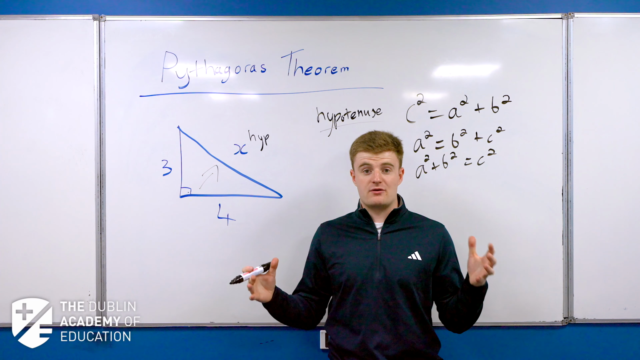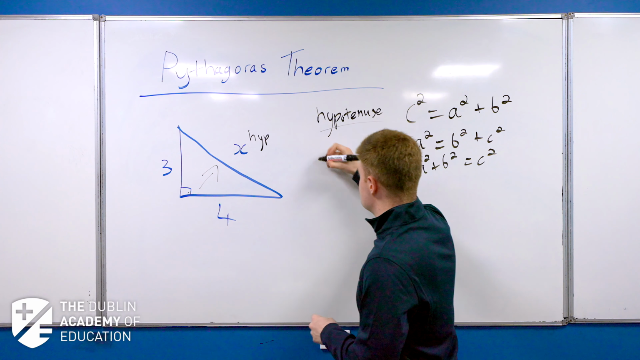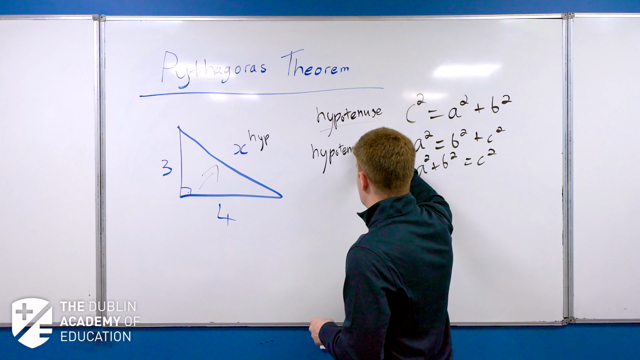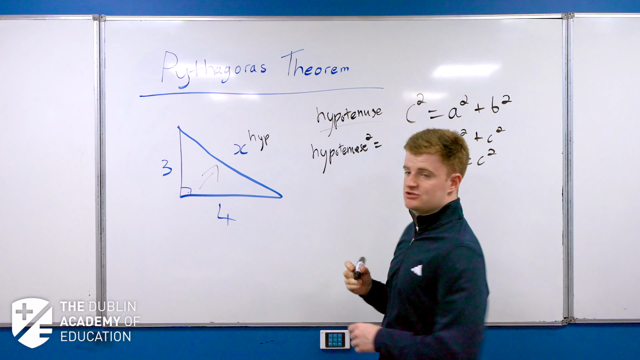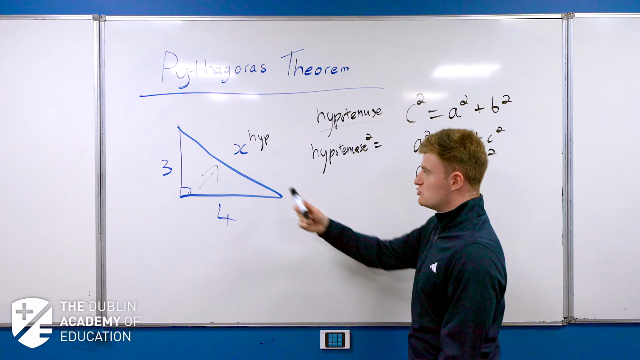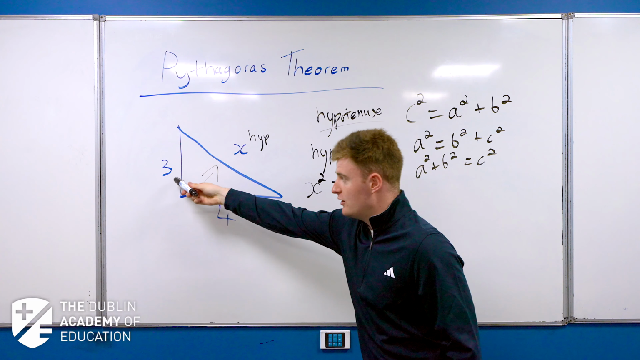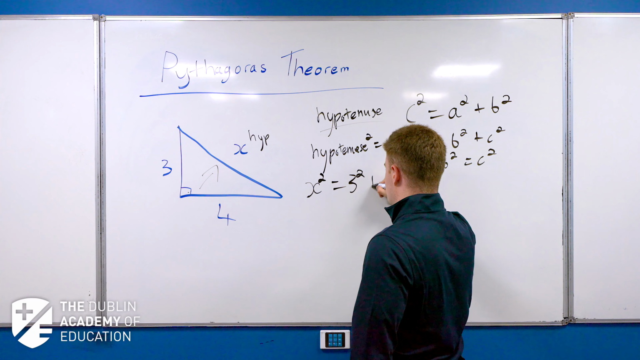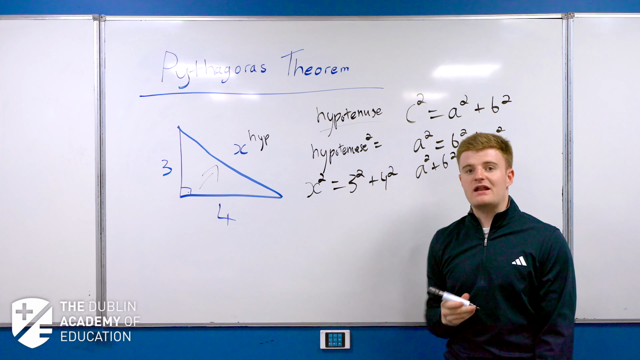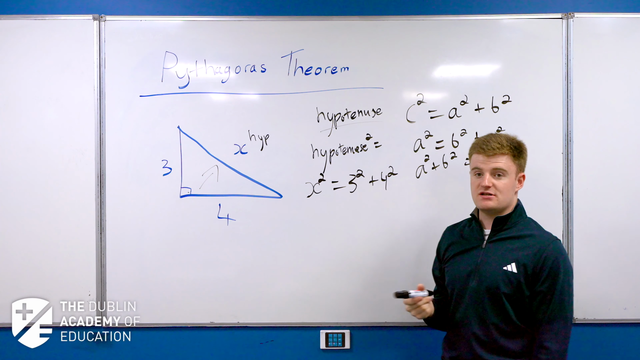What are we going to do for Pythagoras Theorem? Don't worry about a, b, and c because that can get messy and confusing. What you're going to do is take the hypotenuse, square it, and then let it equal the other two sides. So hypotenuse squared equals the other two sides squared. So we're going to say x squared equals the other ones, 3 squared plus 4 squared. That's how you fill in the formula: hypotenuse on one side of the equal sign and the other two sides on the other side.